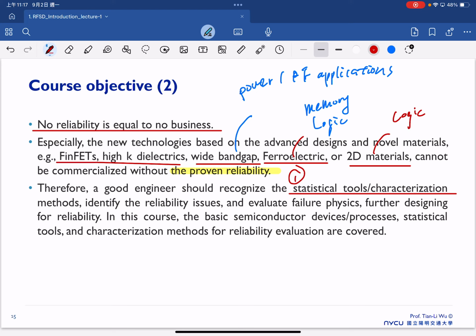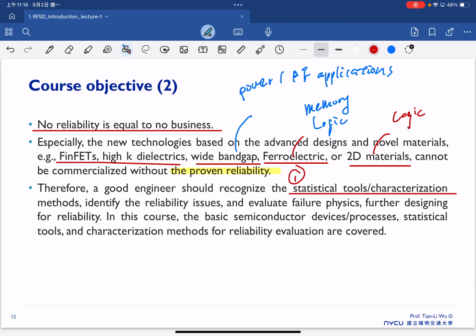That's why we learn statistics from high school, right? We can use a small data set to do the analysis and predict the overall group behavior. So that's why we need to use a statistical tool.